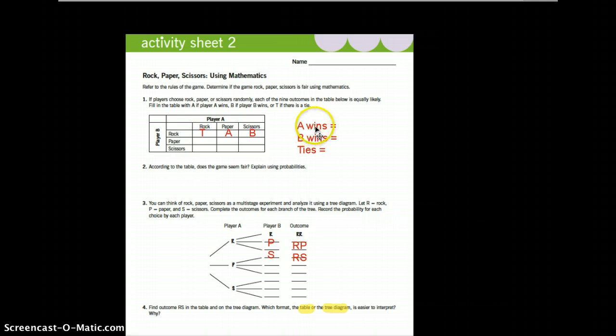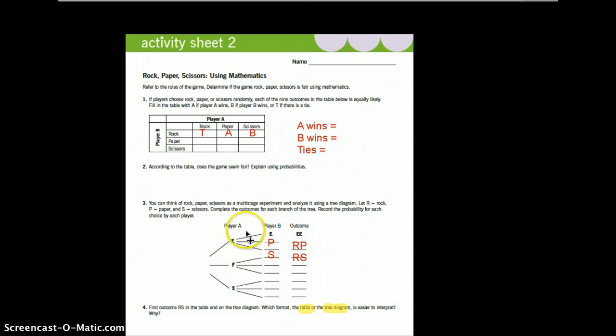You're going to want to see how many times player A wins, how many times player B wins, and how many ties there are possible when you play rock, paper, scissors. So I'm going to jump down to the third part. You will have time to complete this after I'm through.